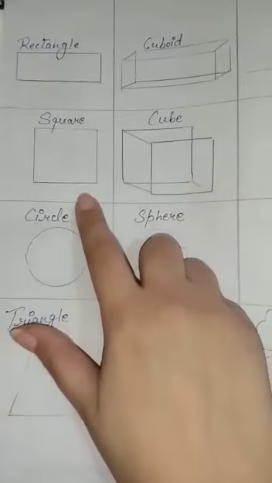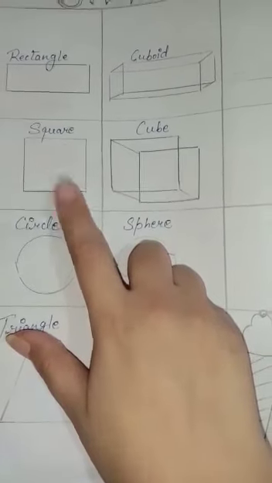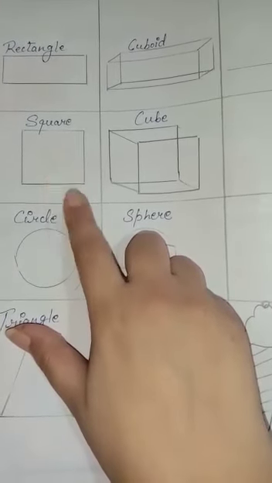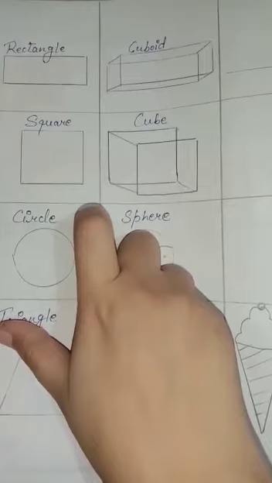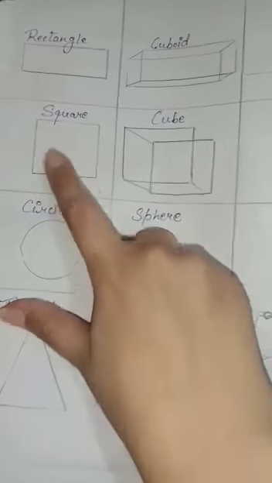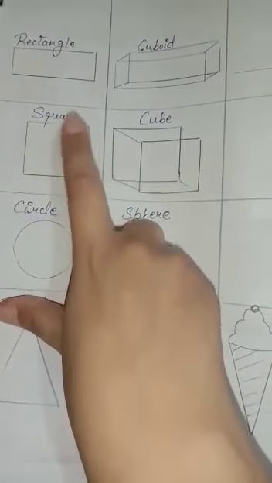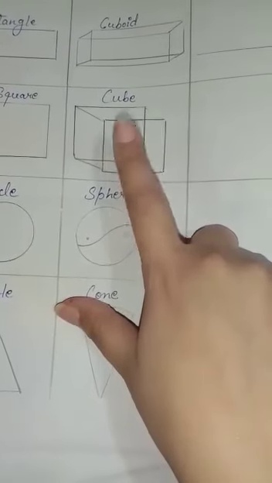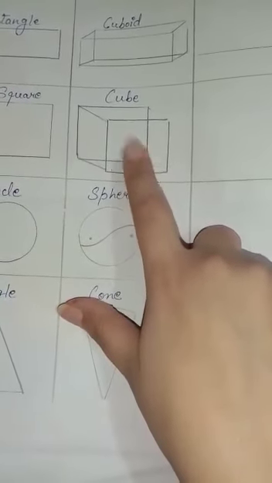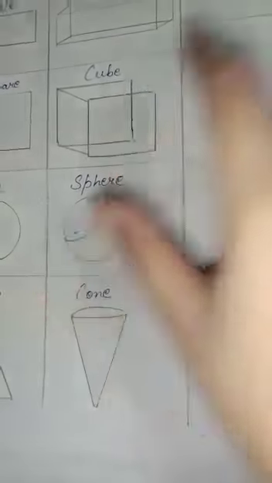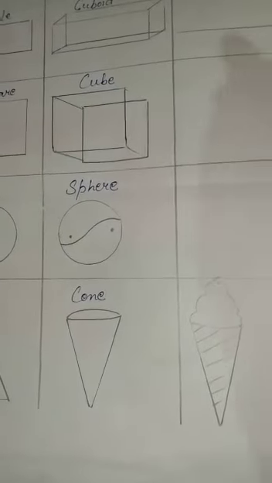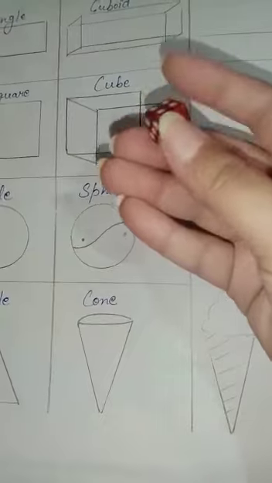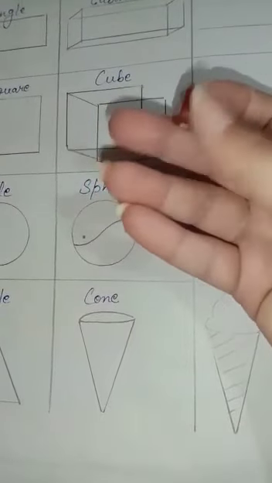Now, second, square. This is called a square, having 4 equal sides. इसकी चारों sides क्या होती हैं? Equal length की होती हैं, equal length and width की होती हैं. Now this is an example of a solid shape and this is called a cube. I have an example of a cube, a dice, and it is a solid shape.